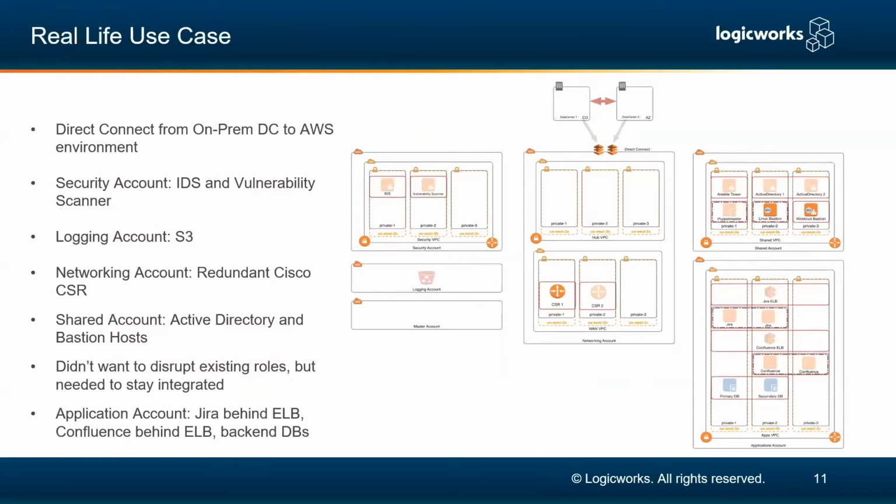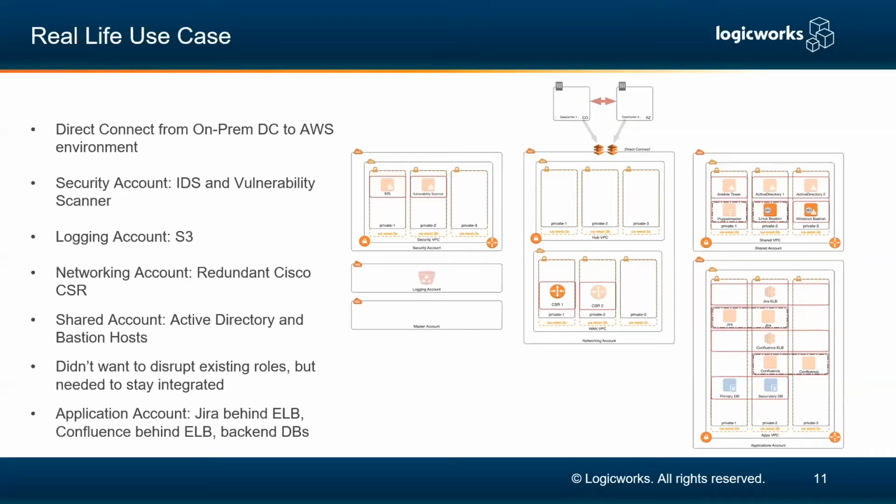A use case we'd see here is we have a Direct Connect from 2 on-prem data centers to the AWS environment with those 4 standard security, logging, network, and shared accounts. We see that there's IDS and vulnerability scanning placed in the security account. We have shared resources like bastion servers in the shared resources account. The application account really has common applications like Jira, Confluence, and their backend database, but all this starts with that Direct Connect to the network account and then to the Cisco CSRs and then out to the accounts.